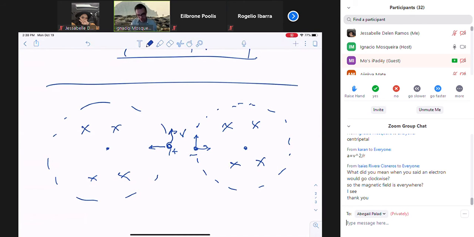And in this situation, since the B field is into the board, then the electron would move clockwise and the proton would move counterclockwise.